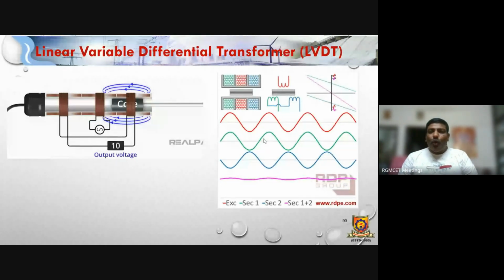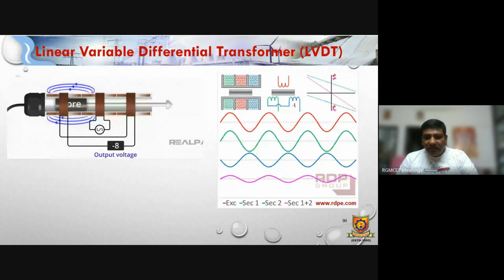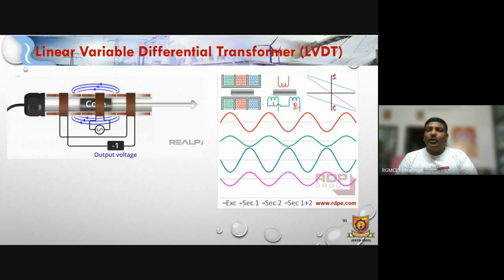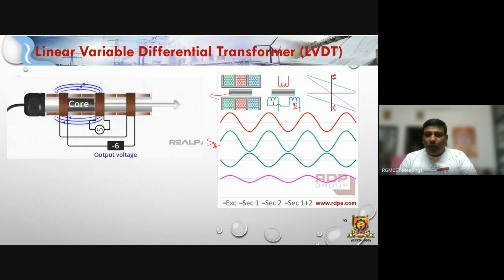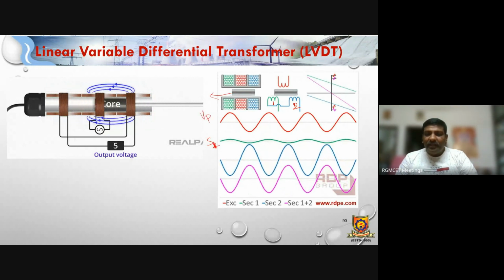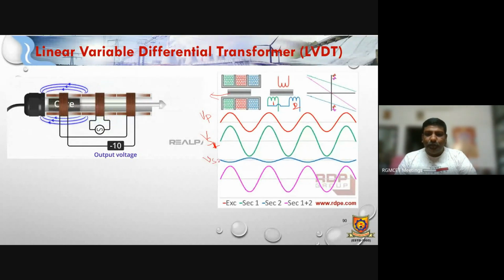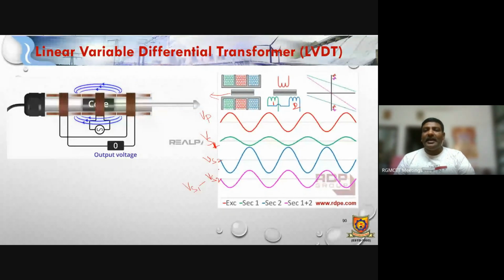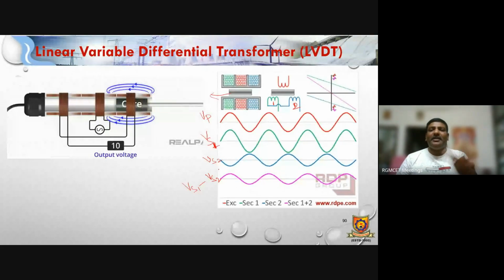Right. So whenever the core is moving towards the right, let us say this is 1. Green is 1, I think. Blue is 2. So if the core is moving towards the green, then the green voltage, nothing but this is secondary 1 voltage, output voltage. This is primary voltage VP, voltage at secondary 1, voltage at secondary 2, VS1 minus VS2. These two are connected in series opposition. So yes, VS1 minus VS2 or VS2 minus VS1 depending upon the magnitude.